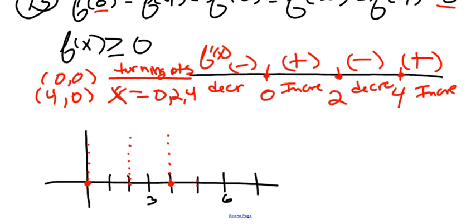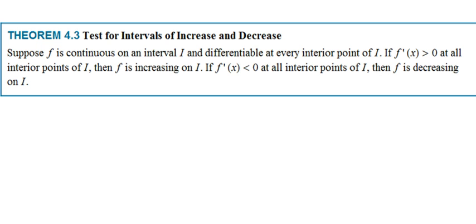If I follow my increasing and decreasing little bar, I should be decreasing and turn at 0. I should be increasing until 2 and turn. And then I should be decreasing and I have to go through this point and turn at 4. And then I'm going to be increasing. So my sketch of my graph with all these requirements would look like this. All right, then moving on.